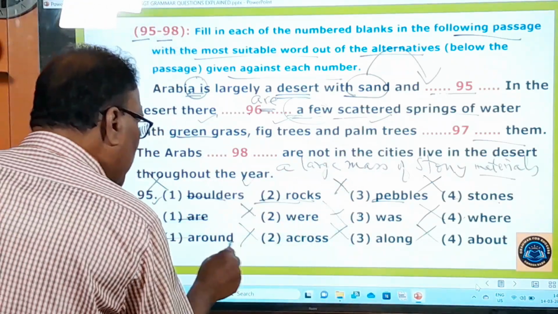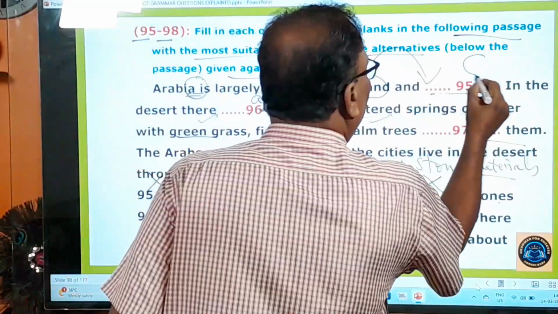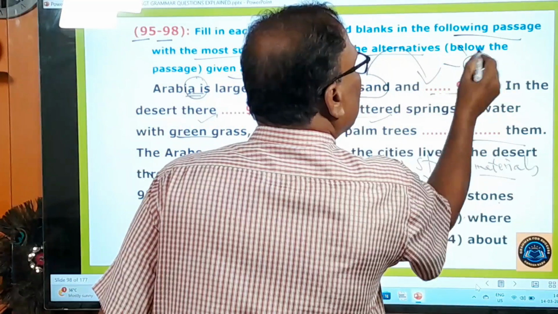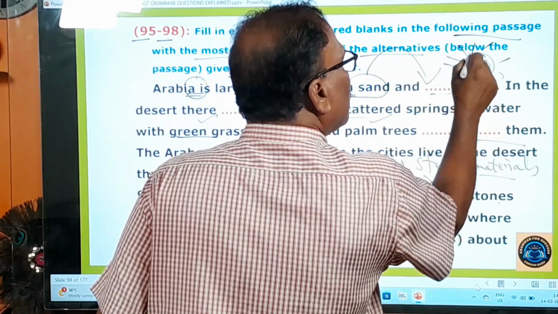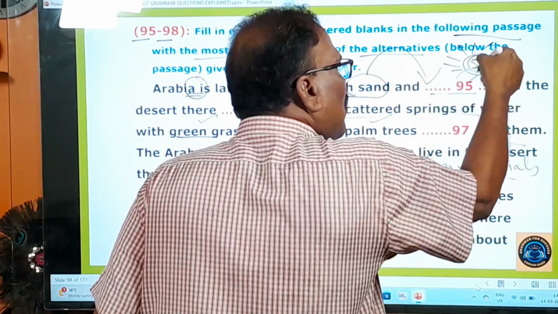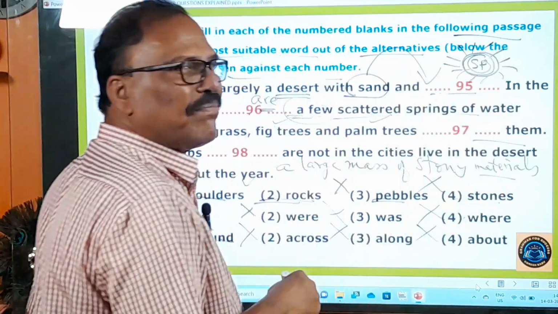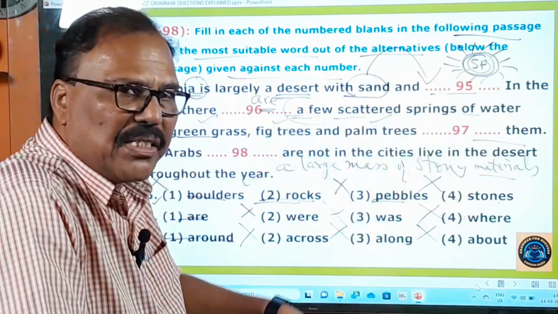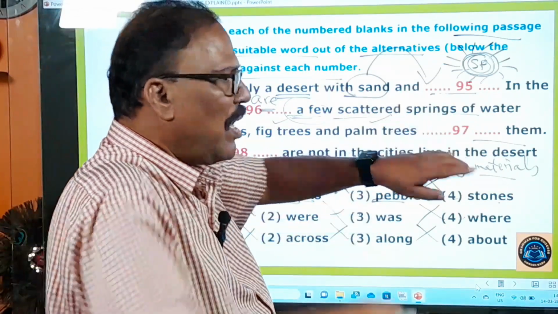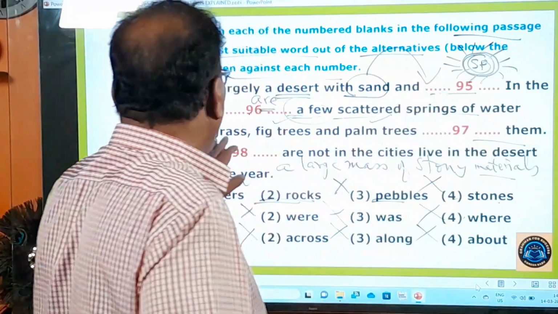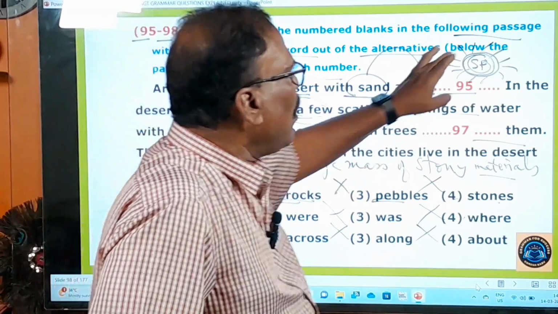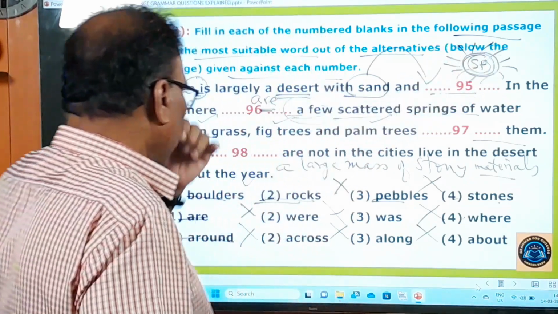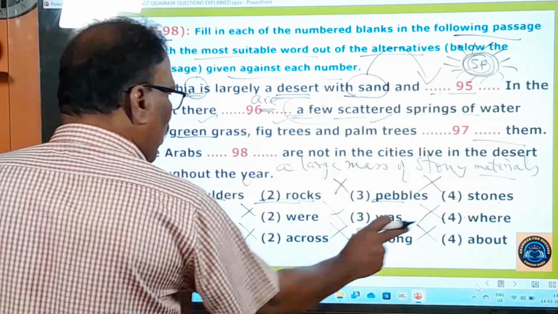But around is there. Around means in a circle way, on all sides. So this is what a spring takes for granted. So on all sides in a circle. So this is called around. Around these springs of water, around these trees you can find green grass, fig trees, palm trees. Around them. So that's why this is the right one, and all others are wrong.